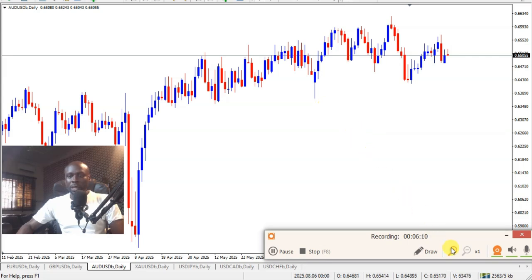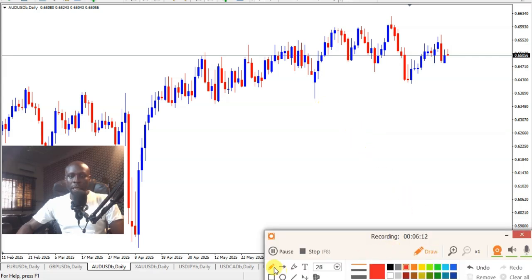So expect price to break below this higher low. Once we see price below this higher low, we start looking for selling opportunity on the Australia USD. So we expect more sell on Australia USD, but we have no confirmation yet. So we wait for price to break below this level before we start looking for sell opportunity from this level for the Australia USD.